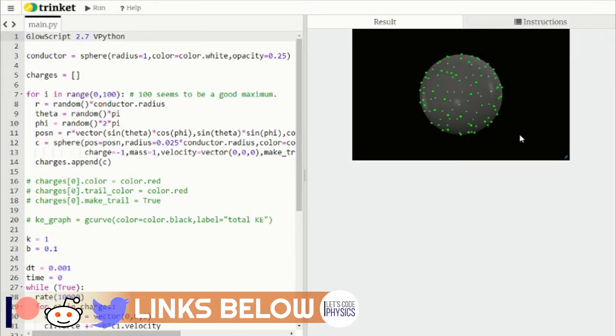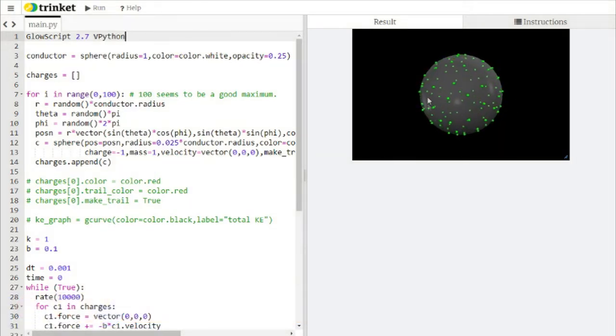So one of the things that you learn in an introductory E&M class is that if you put extra charge on a conductor, so say you put a bunch of extra electrons on a metal sphere like this, all of the electrons go out to the surface of the sphere. None of them stay in the middle, and they basically distribute themselves around the sphere uniformly. And that's a neat concept.